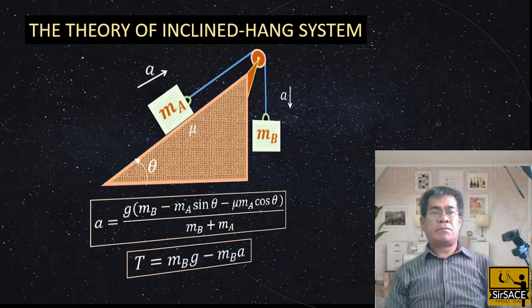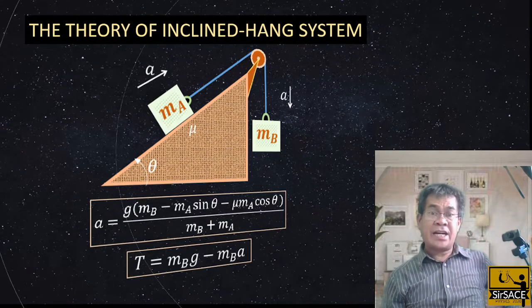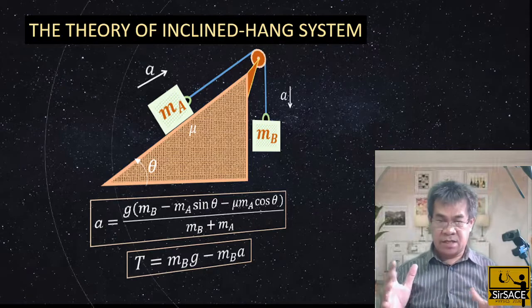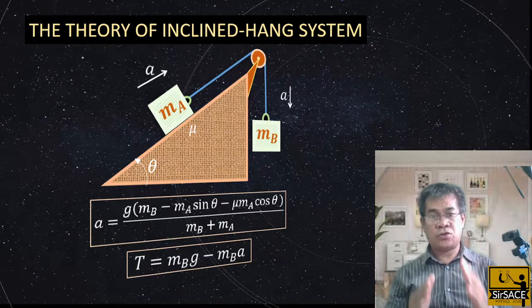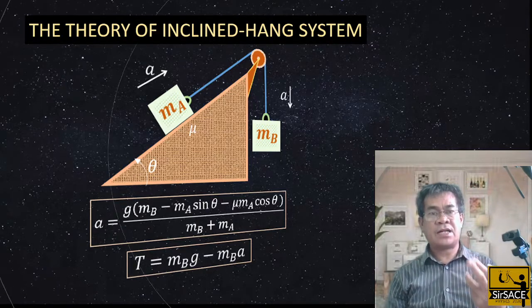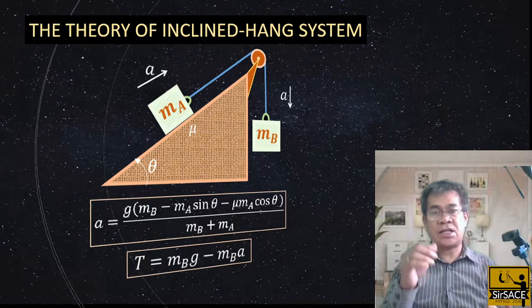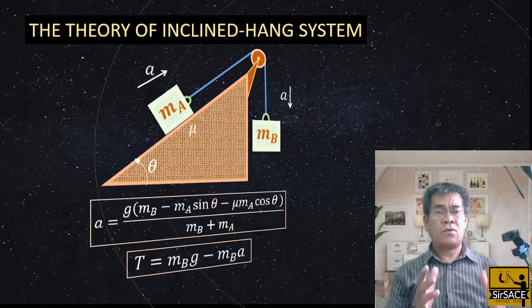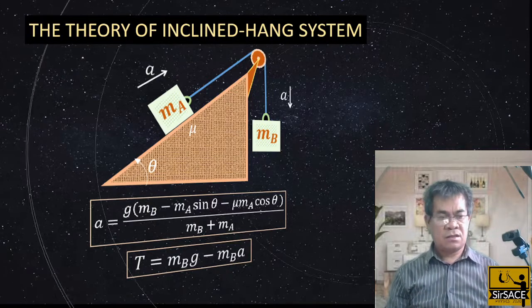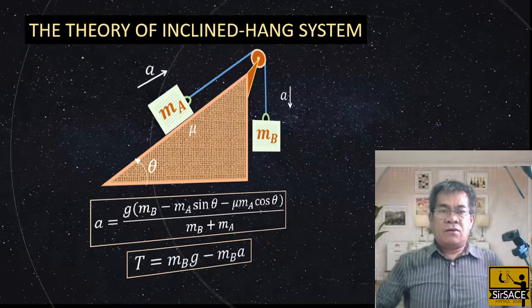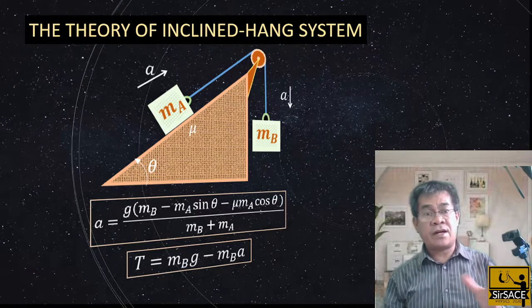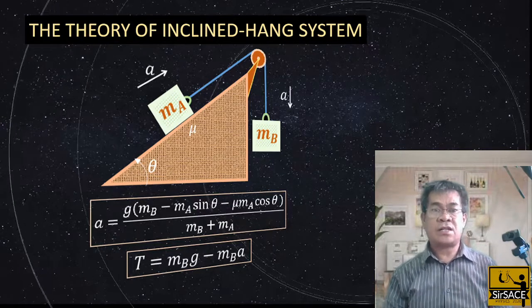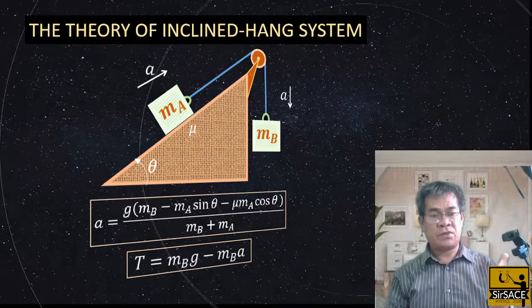We learned in previous videos that the incline hang system is a kind of device that shows a uniformly accelerated body, meaning the acceleration is constant throughout the travel. This is one of the applications of the second law of Newton. In fact, we derived the theoretical acceleration in the previous video, and we have this result.